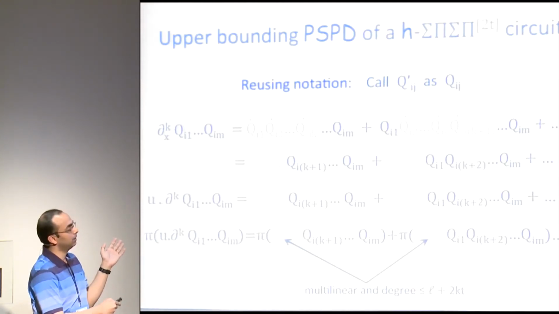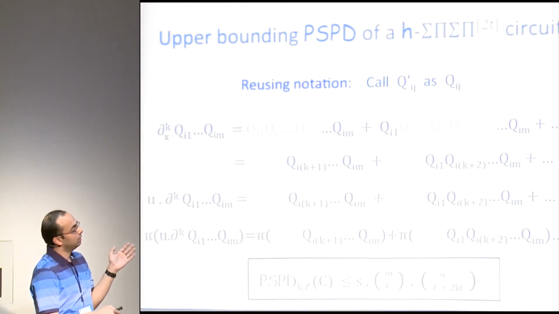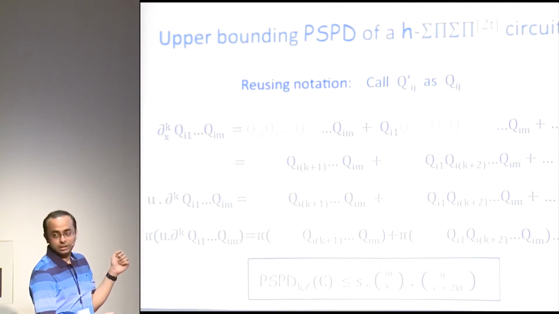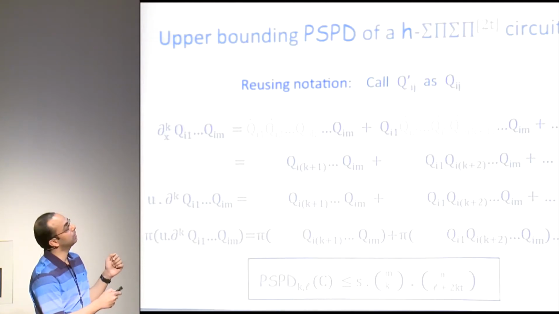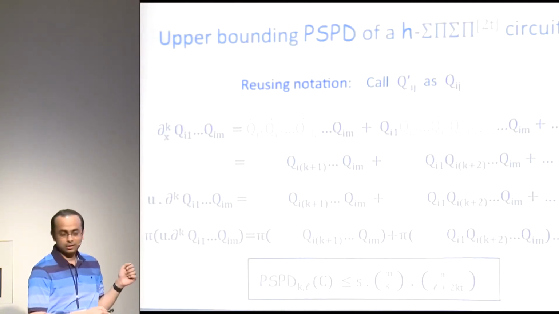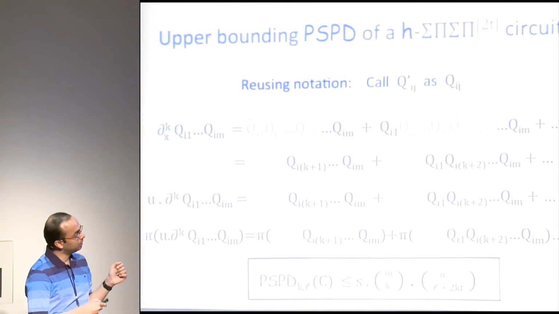Naturally, the projected shifted partial derivative of a circuit, because of subadditivity, is S times the projected shifted partial of each and every term. And in every term, you see it has a q part here, and how many such q parts can there be? M choose k, because it is coming from how many green q's are touched. And this part is coming from the green box.